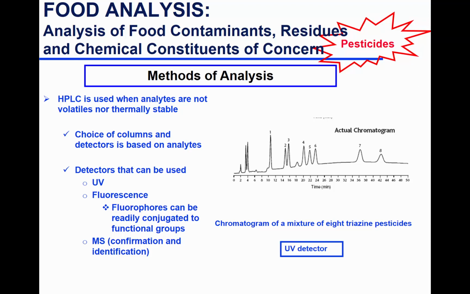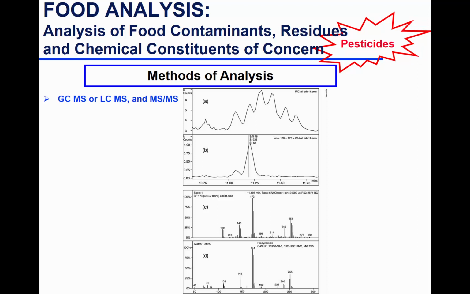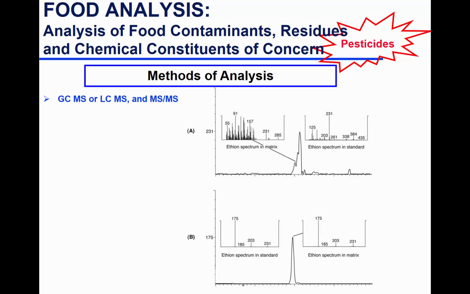So HPLC is used for polar, non-volatile, non-thermally stable analytes. Again, choice of column is dependent on the type of the analyte. We can use a UV detector, fluorescence, or mostly MS detection. MS detection helps in identification, especially when we have MS in tandem. So basically, when you have an MS in tandem, you can take a fragment and fragment it even more.